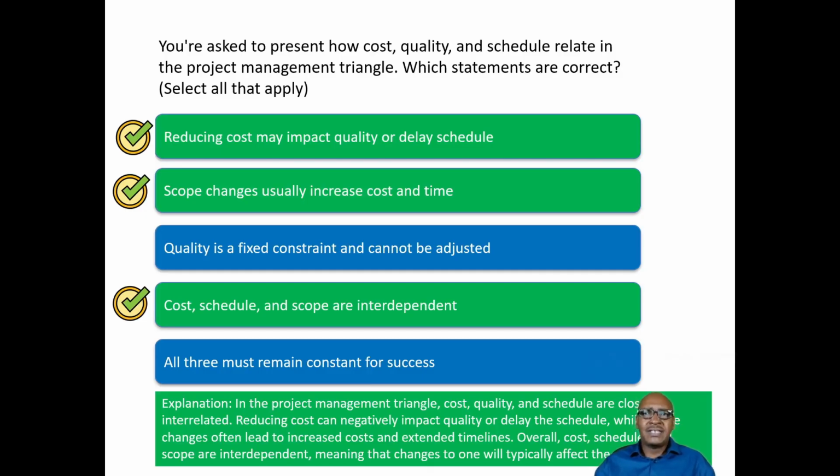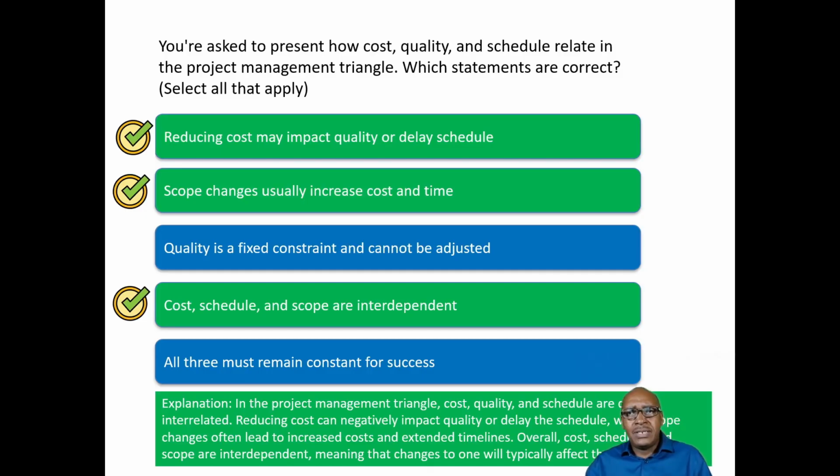Quality is a fixed constraint and cannot be adjusted. No, that's not correct. Quality is not fixed. Cost, schedule, and scope are interdependent. That is correct. If you change one, there is normally an adjustment or change that would take place in the others. So these are the three correct responses. All three must remain constant for success. No, that's not correct either.